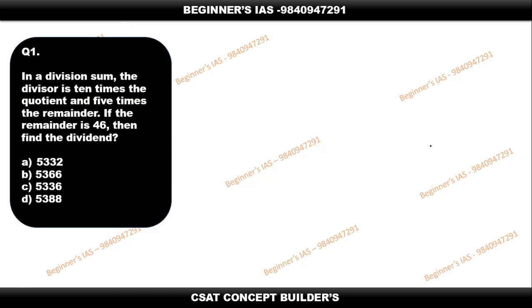So I am just starting with question number 1. In a division sum, the divisor is 10 times the quotient and 5 times the remainder. Then if the remainder is 46, find the dividend. So to solve these questions, if you read the question once or twice, surely you can solve. But if you read it blindly, surely you will skip that question in your examination. Don't do such a thing. Just read the questions once or twice, then you can solve those kinds of questions in a simple manner.